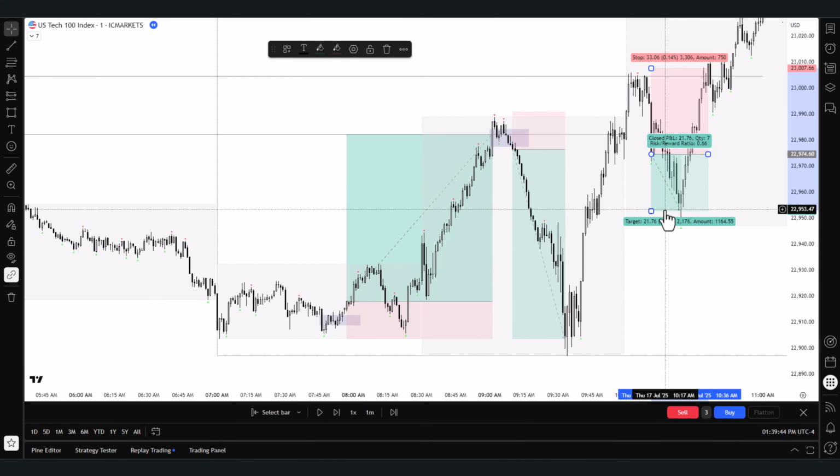That's it. So before following my TCM model, I recommend you backtest this model for at least 100 trades. That's all.